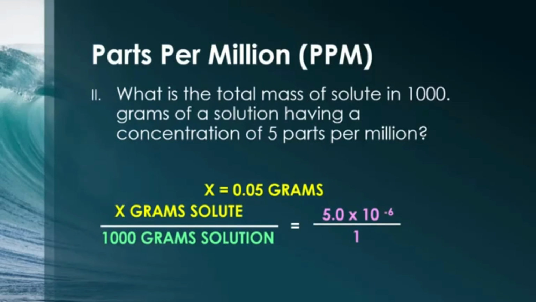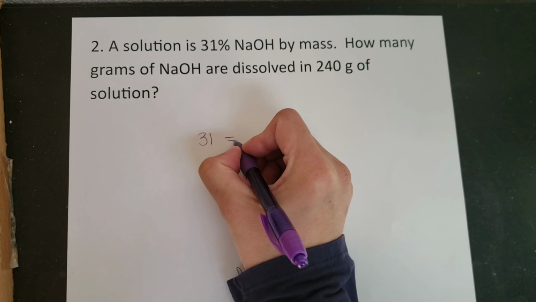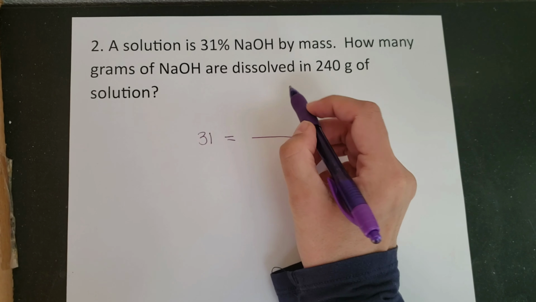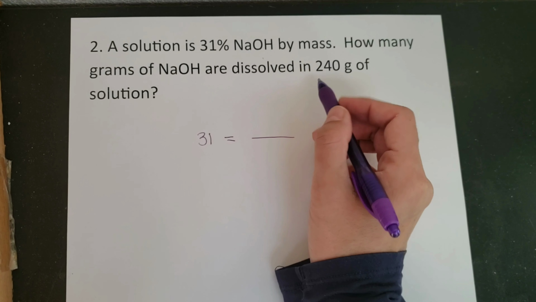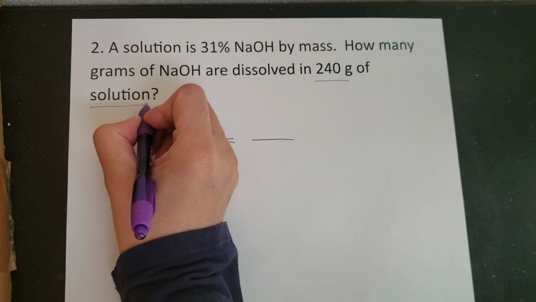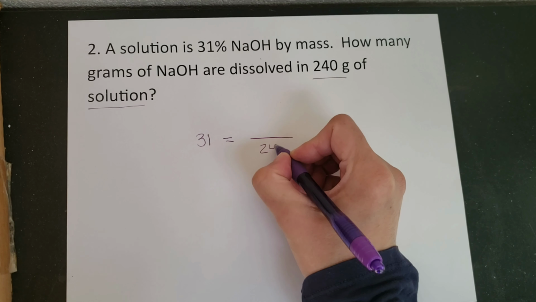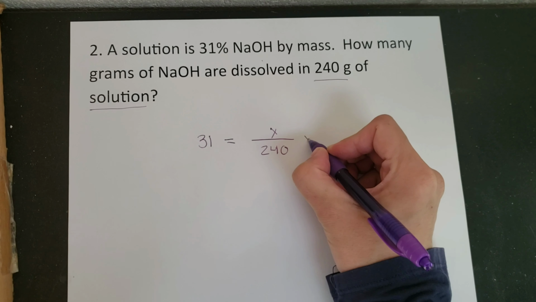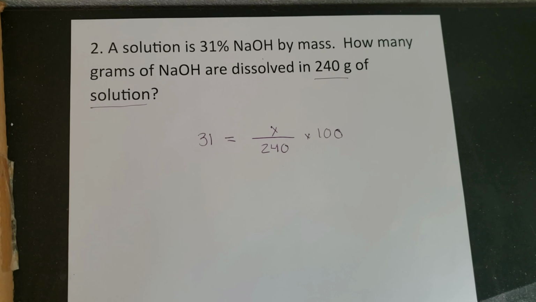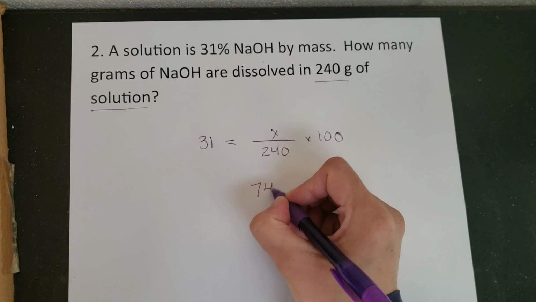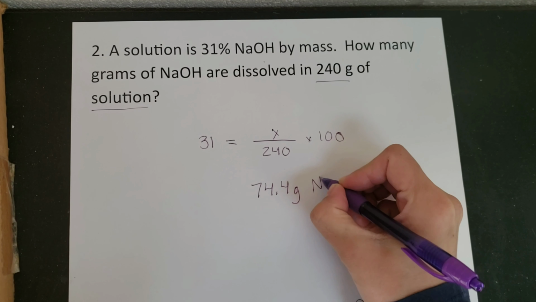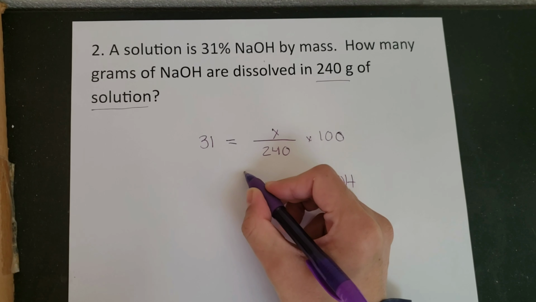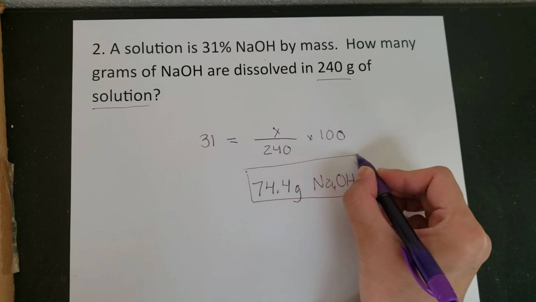In our final example here, we are given that the percent composition is 31%. And we are looking for the amount of sodium hydroxide. And we see that we have 240 grams of the solution. So the solution is the whole thing. And we're looking for the part that is the solute, and we'll multiply this by 100. Putting this in my calculator, I'll get that 74.4 grams of sodium hydroxide must be dissolved in this 31% solution.